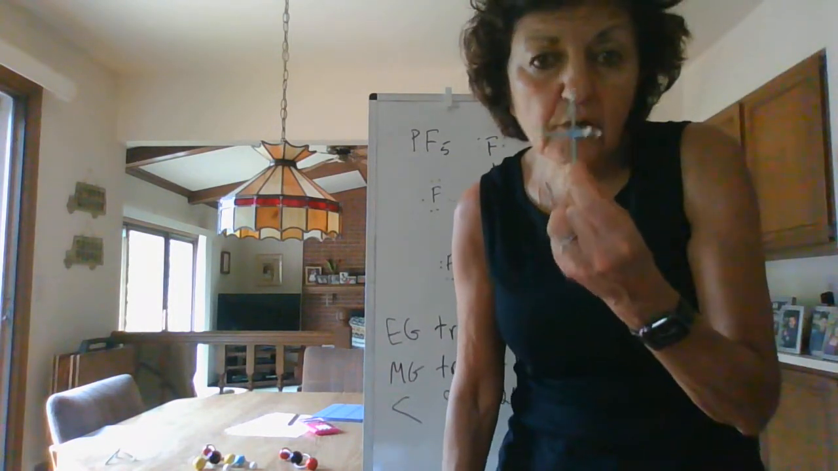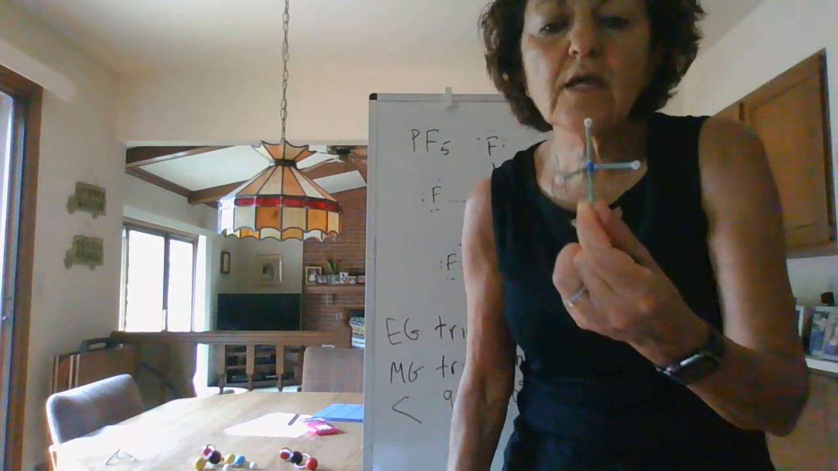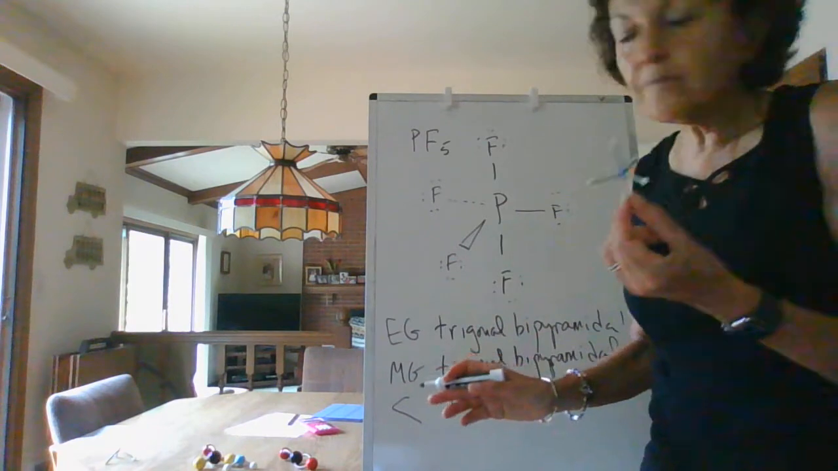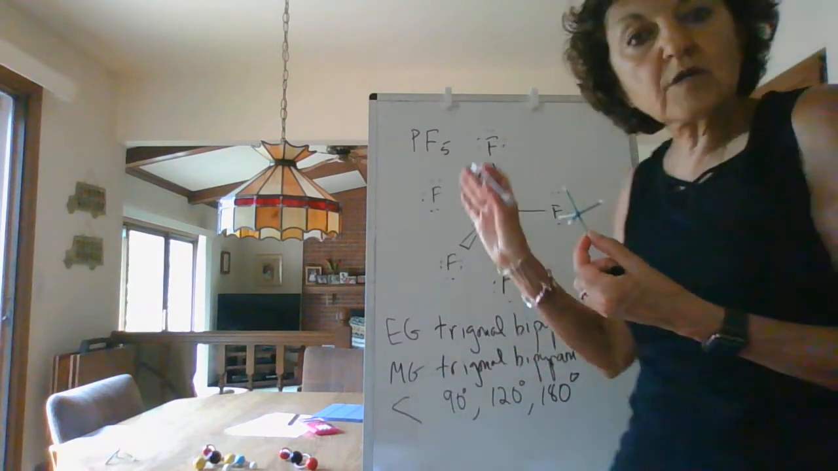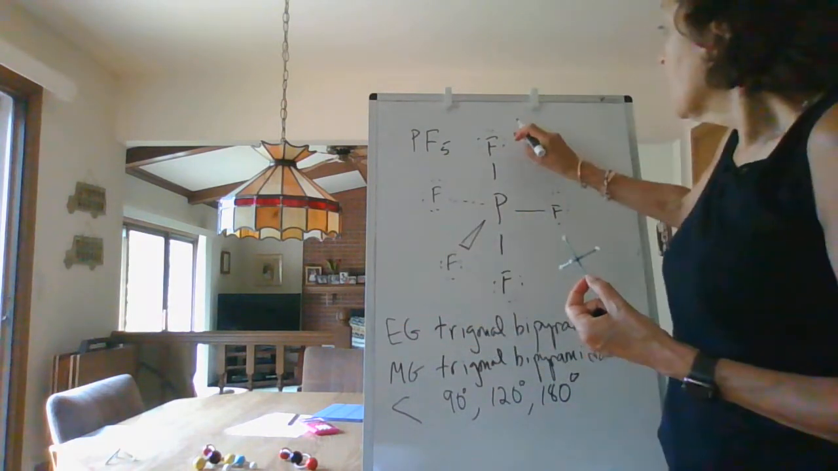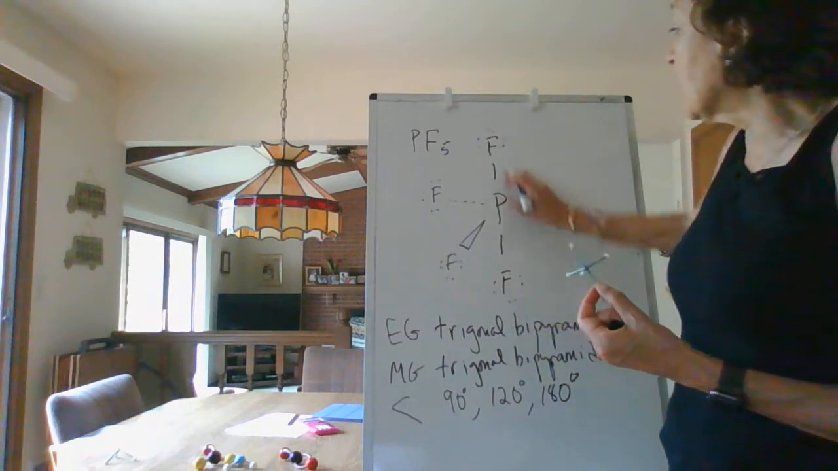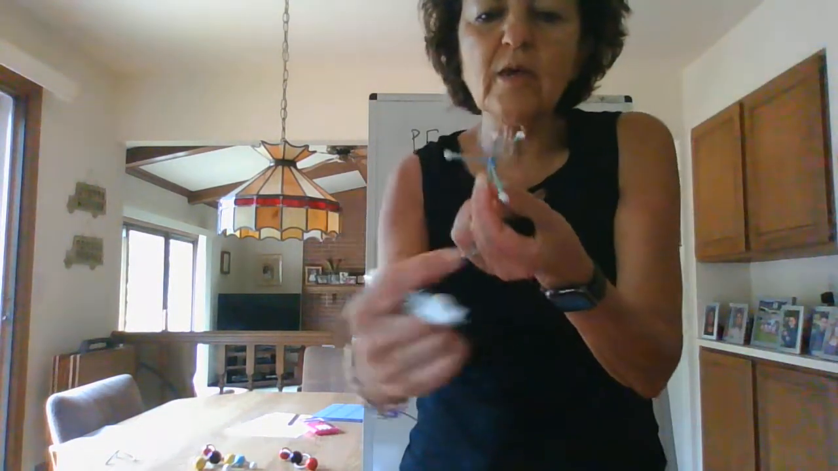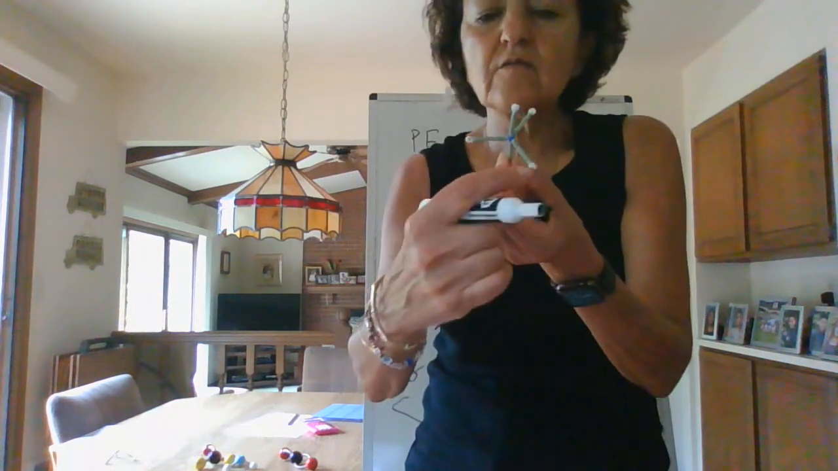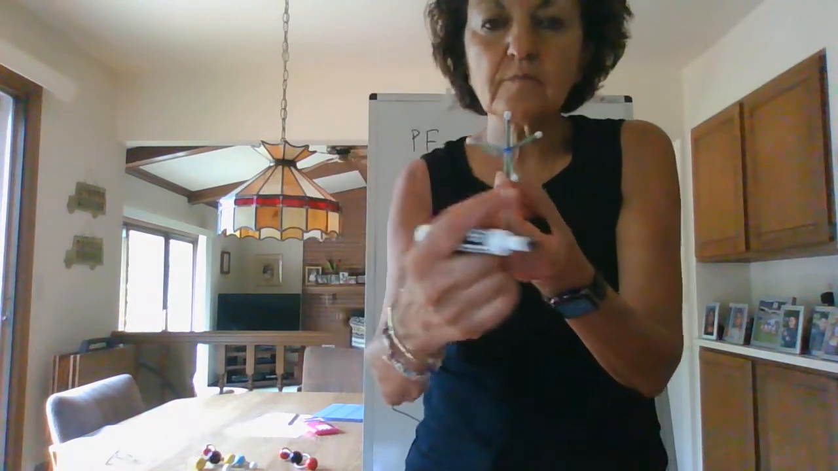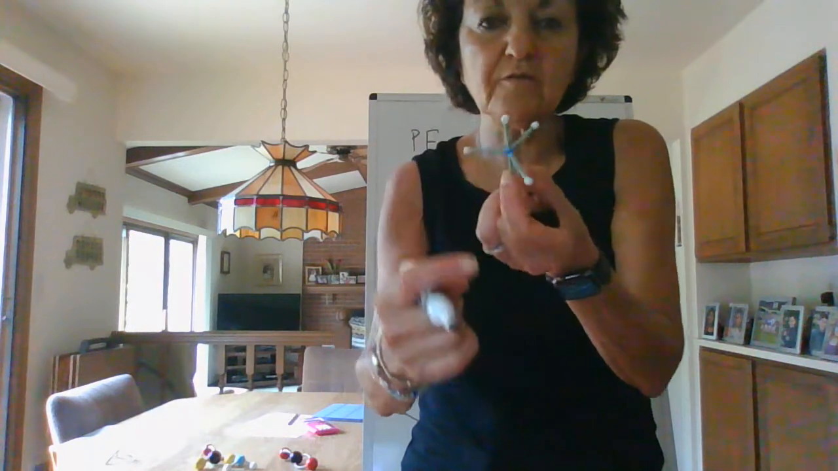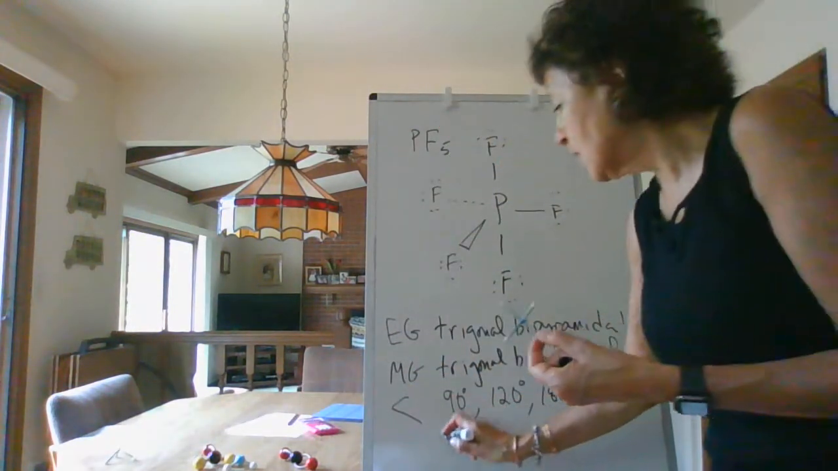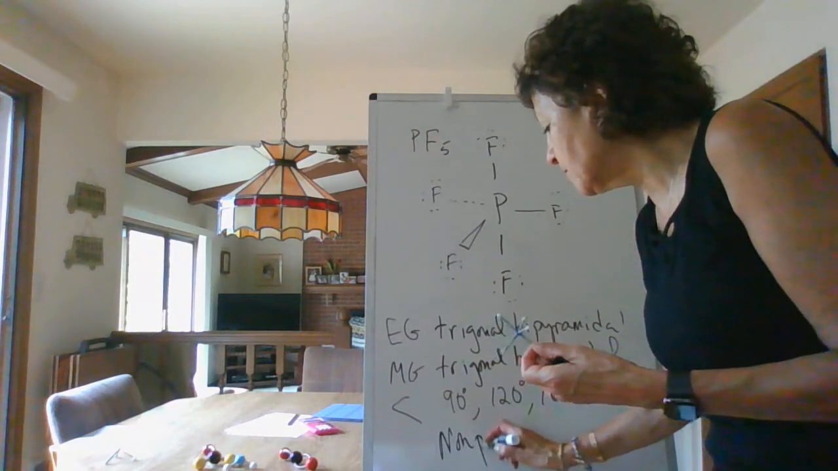Okay, what about polarity? Can you see that everything is symmetrical? All the peripheral atoms are exactly the same. This fluorine and this fluorine cancel each other out. These three fluorines are perfectly situated on the equator. Think of them as three possible vectors, all cancel each other out. So it is non-polar.